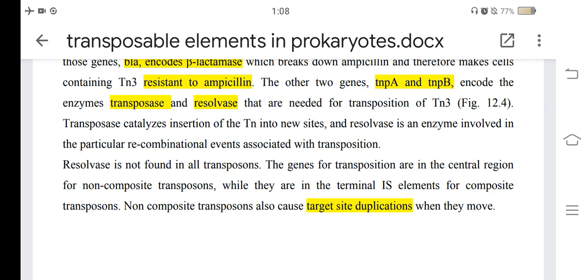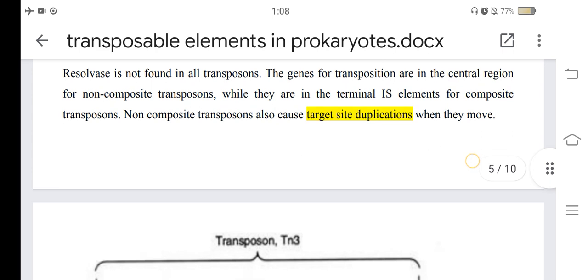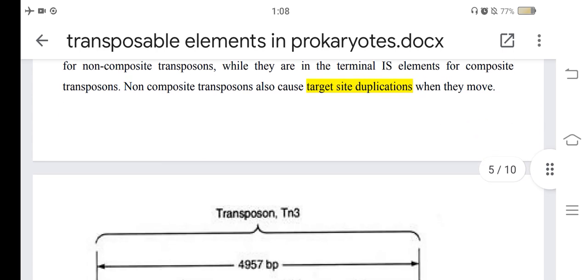Transposase catalyzes insertion of the transposon into new sites, and resolvase is an enzyme involved in a particular recombination event associated with the transposition. Resolvase is not found in all transposons. The genes for transposition are in the central region for non-composite transposons, while they are in the terminal IS element for composite transposons. Non-composite transposons also cause target site duplications when they move.